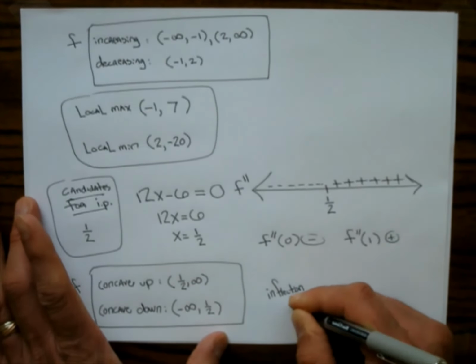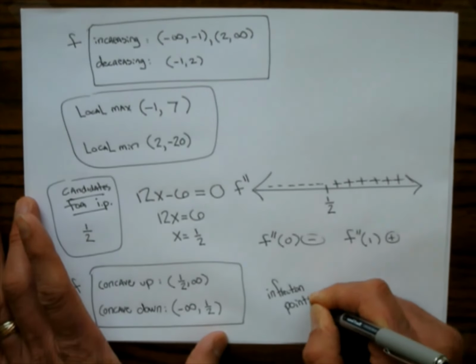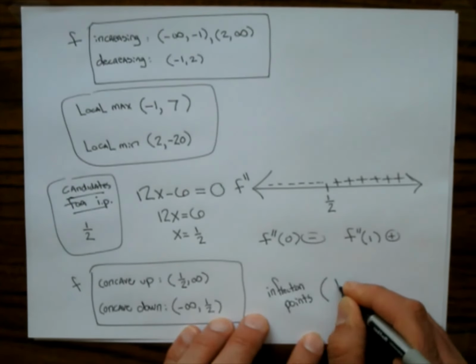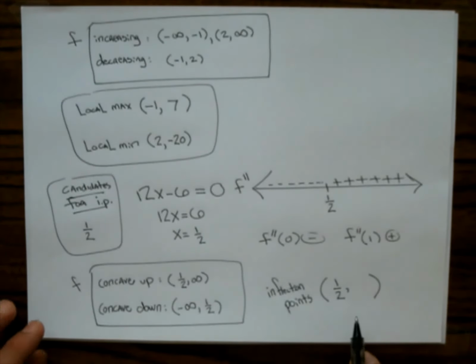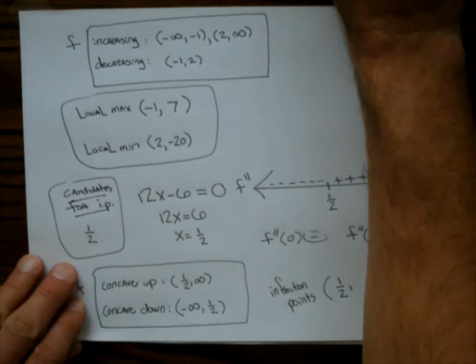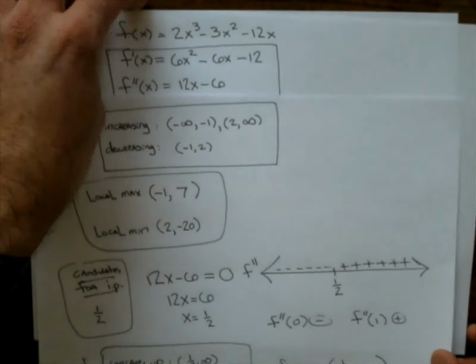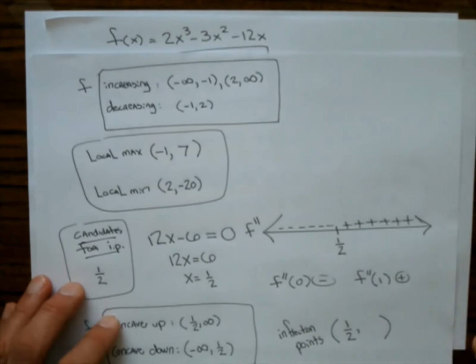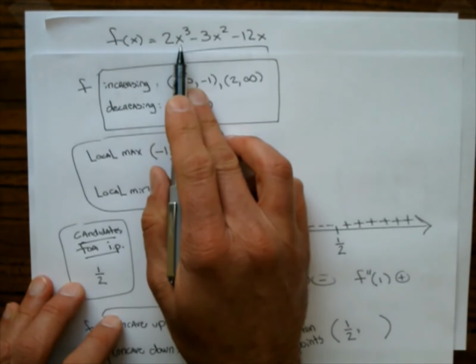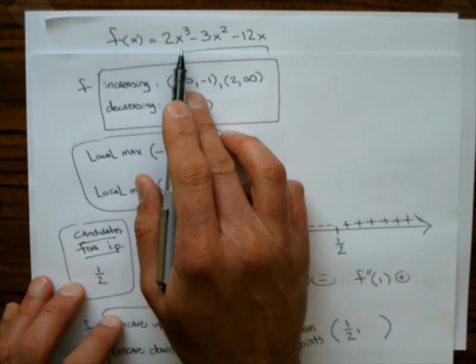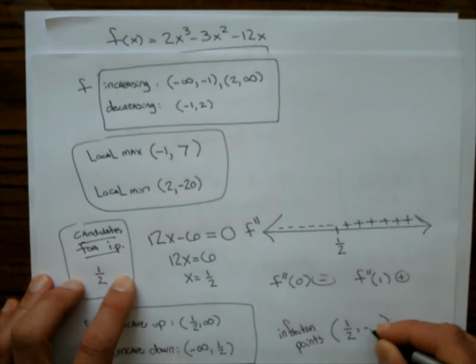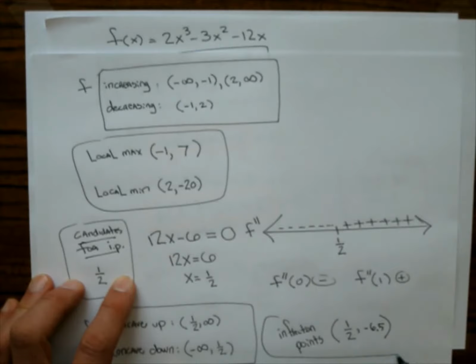Inflection points. Well, there's only one inflection point, and it's at 1/2. And how do I find the y coordinate of that? I don't put the 1/2 into the second derivative. I end up putting the 1/2 into the original function. So there's the original function there, and what an ugly thing to do. Okay, it's terrible. So when I went ahead and did this, I ended up getting negative 13/2, or you can write that as negative 6.5. We didn't round, so that is an exact answer. There's my inflection point.